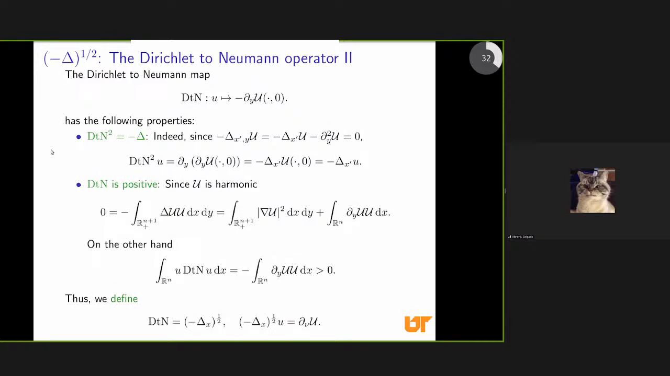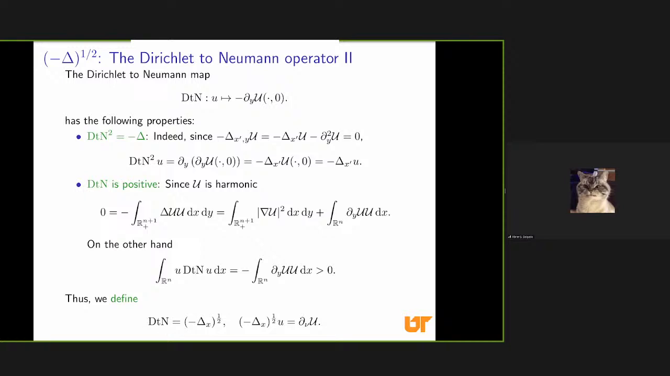It turns out that this operator has several good properties. Namely, if you apply it twice, you get the Laplacian of the function, and that's just because the extension is harmonic. This operator is positive, once again, just by using that this extension is harmonic and some integration by parts. And so if you have a positive operator whose square is the Laplacian, it's not inconceivable to say, well, we're going to define the square root of the Laplacian to be that Dirichlet to Neumann operator.